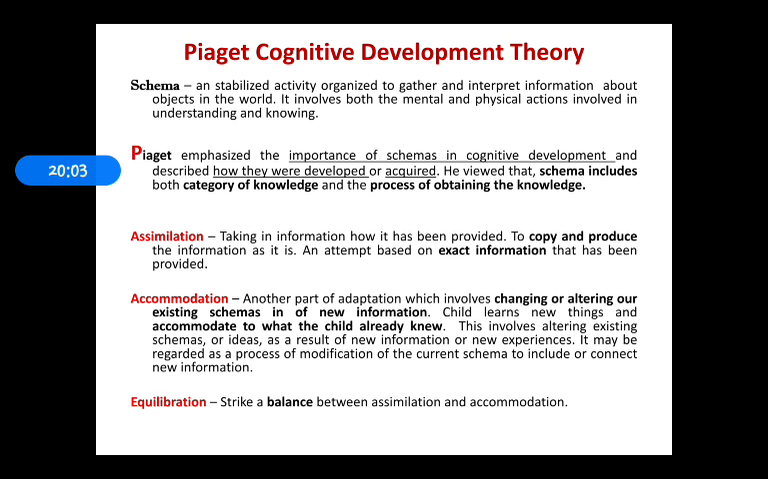Now this part, when we talk about equilibration, we mean that it is bringing about a balance between assimilation and accommodation. That means we are balancing it, we are making an equilibrium. Sometimes we make use of our past knowledge, and also we are trying to accommodate something new that we have seen or understood. So that is assimilation and accommodation. So that's balancing. I hope it is clear.